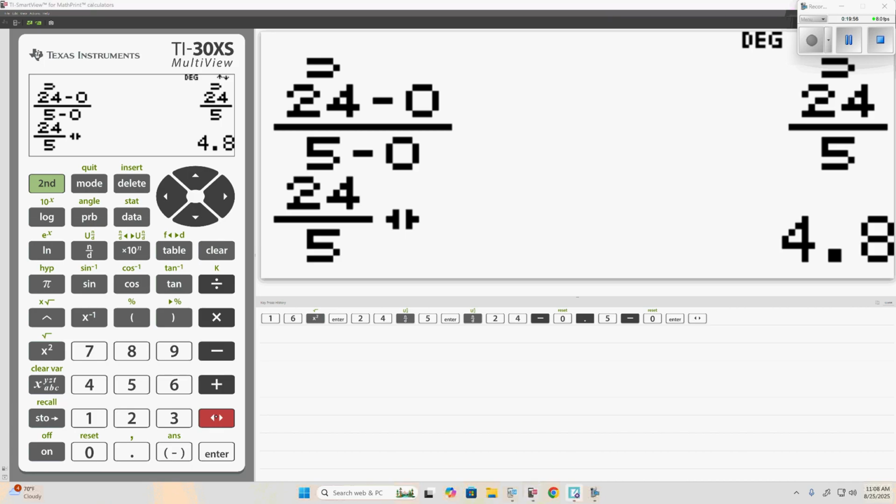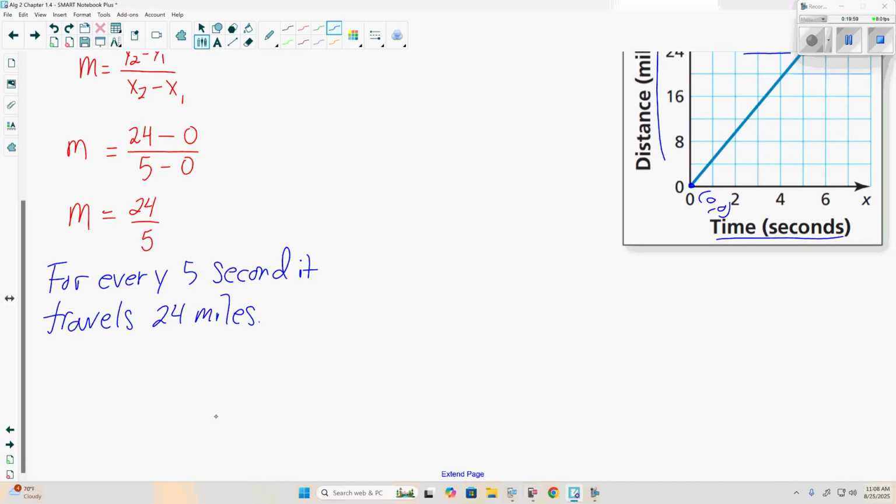Because here, for every 5 seconds, it travels 24 miles, it is describing the slope. Now, we can't say for every 24 seconds it travels 5 miles. That is not the correct interpretation. So we're not doing anything with the number 32.